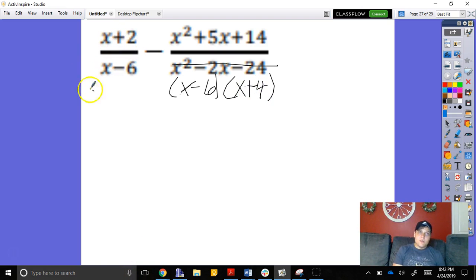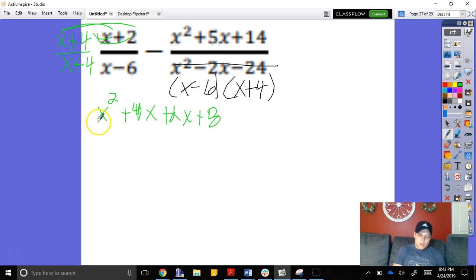Okay? So now you realize that this fraction does not have the factor in the denominator of x plus 4. So we're going to multiply this fraction by x plus 4 over x plus 4. Okay? So now we're going to make sure we do first times first, first times second, second times first, second times second. So that's going to give me x squared plus 4x, x squared plus 2x, and then plus 8, over, now I have this denominator of x plus 4 times x minus 6.